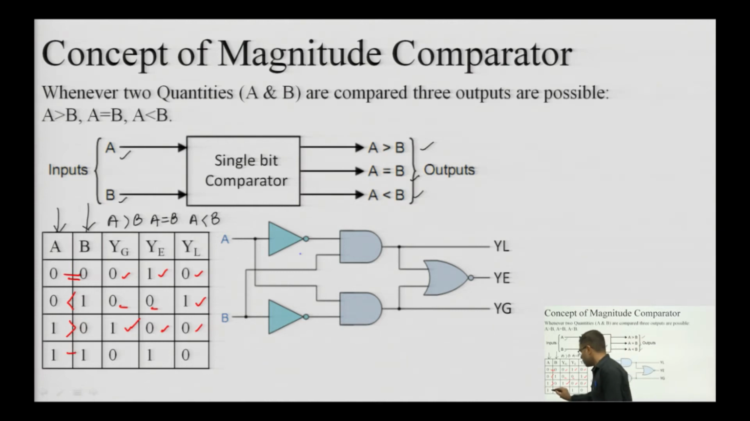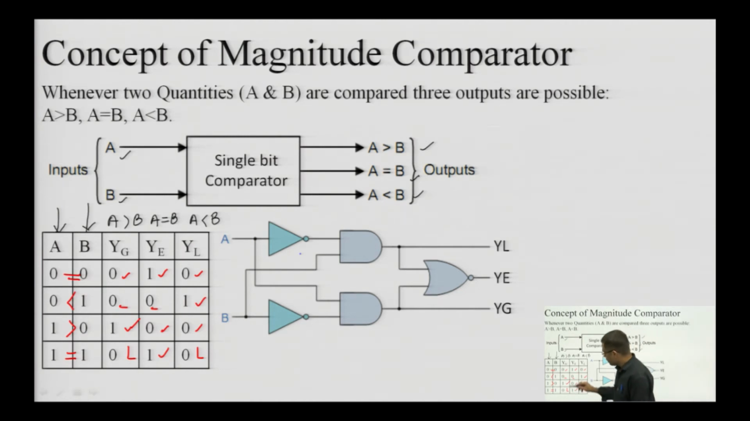Similarly, in the last case we can see that 1 is equal to 1. So, that is why this equal Y E is getting the high value and both these are having the low values. Okay. So, in this way we have prepared the truth table for a 1 bit comparator. Now, we can extend this 1 bit comparator concept to derive the expression for these 3 outputs.